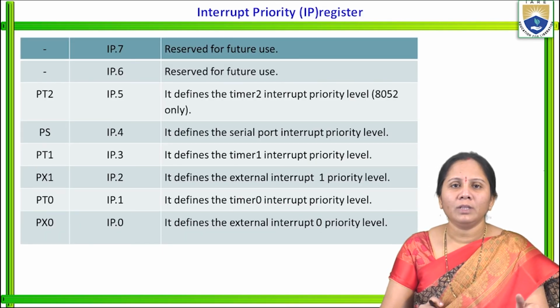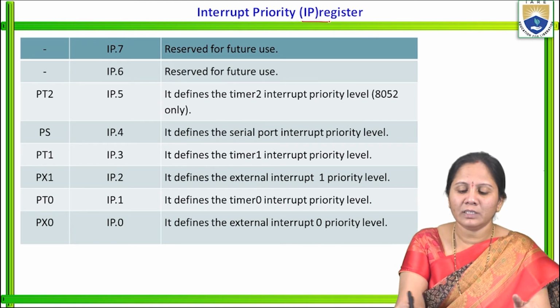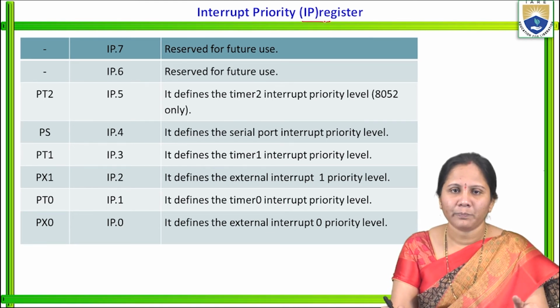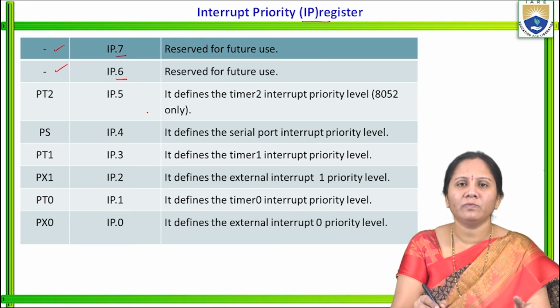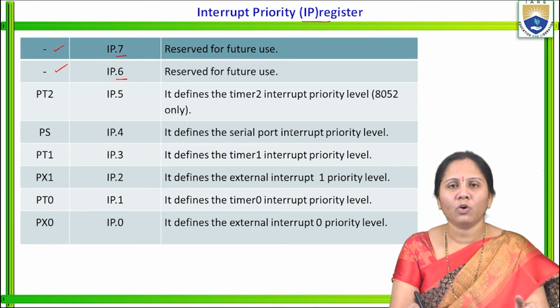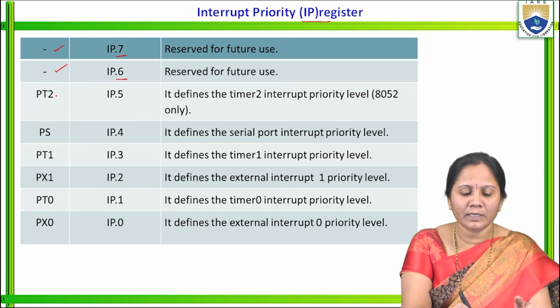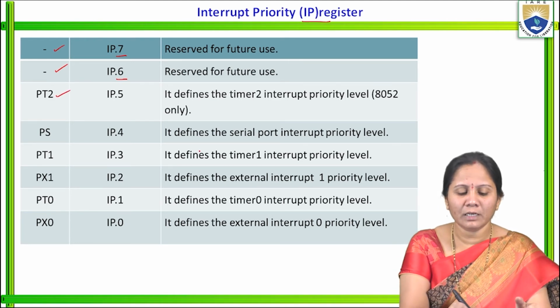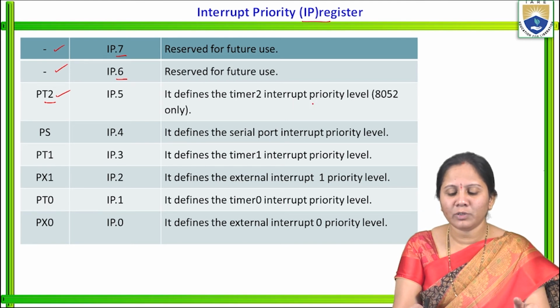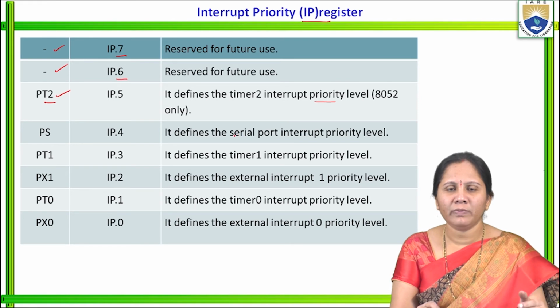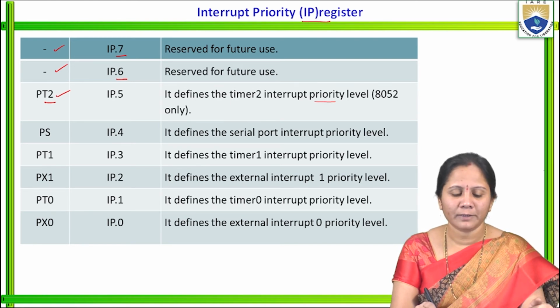Now, here are all the 8 bits that are present in this interrupt priority register. The first 2 bits, that is the 7th bit and 6th bit of the interrupt priority register, are not defined. They are reserved for future use. PT2 is the priority bit related to timer 2. It defines the timer 2 interrupt priority level. If that bit is 1, highest priority will be allocated for timer 2. If it is 0, lowest priority will be allocated.